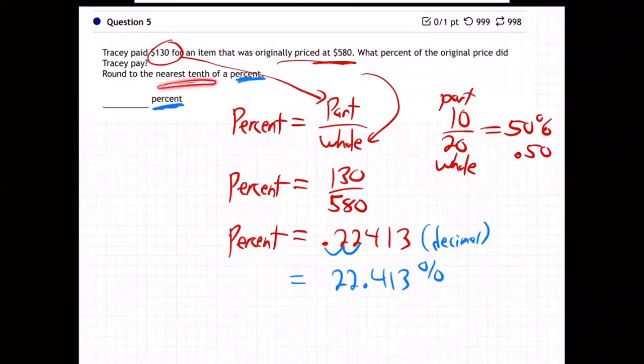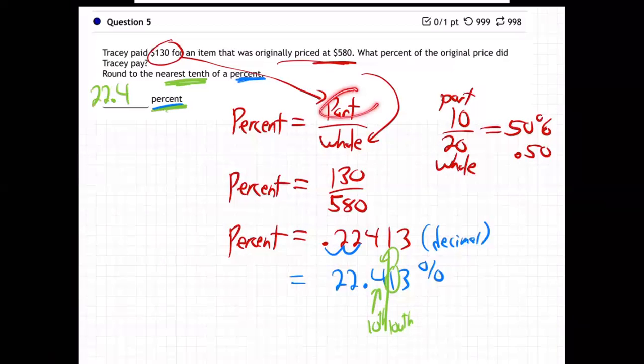Now, the last thing is they said round to the nearest tenth. So that means you've got to come in here, and tenth means this right there, right? This is the 10th place, the first decimal, the nearest tenth. You remember how the places go? This is the 10th place. Next comes the 100th place. The first place after the decimal is called the 10th place. Okay, so I got to stop at the first place after the decimal. So you draw the line there. This is a 1, which means you just leave it. So it's 22.4%.